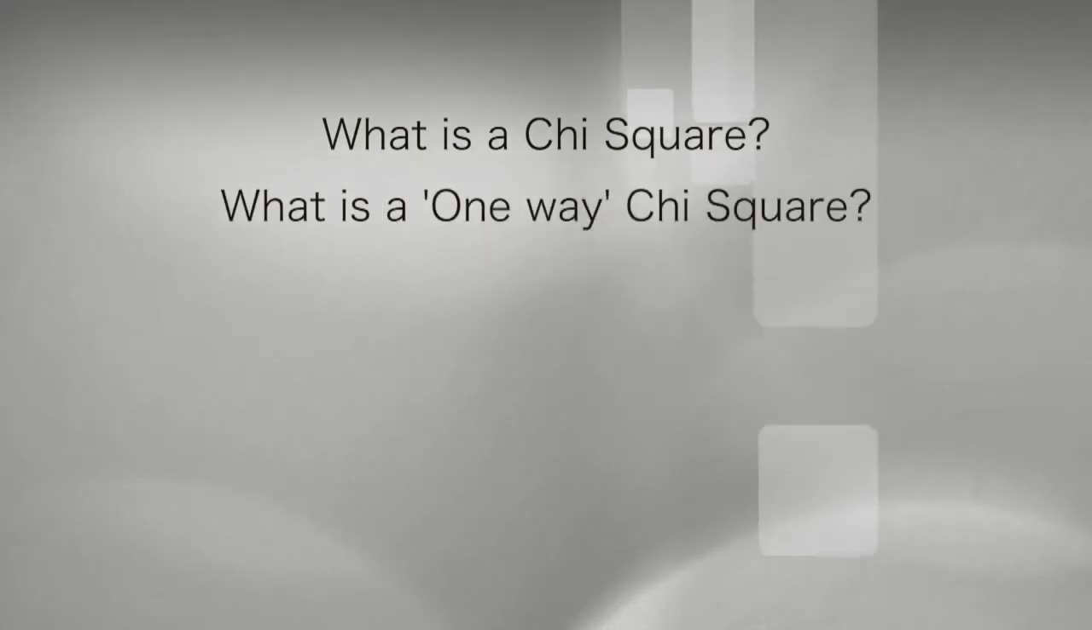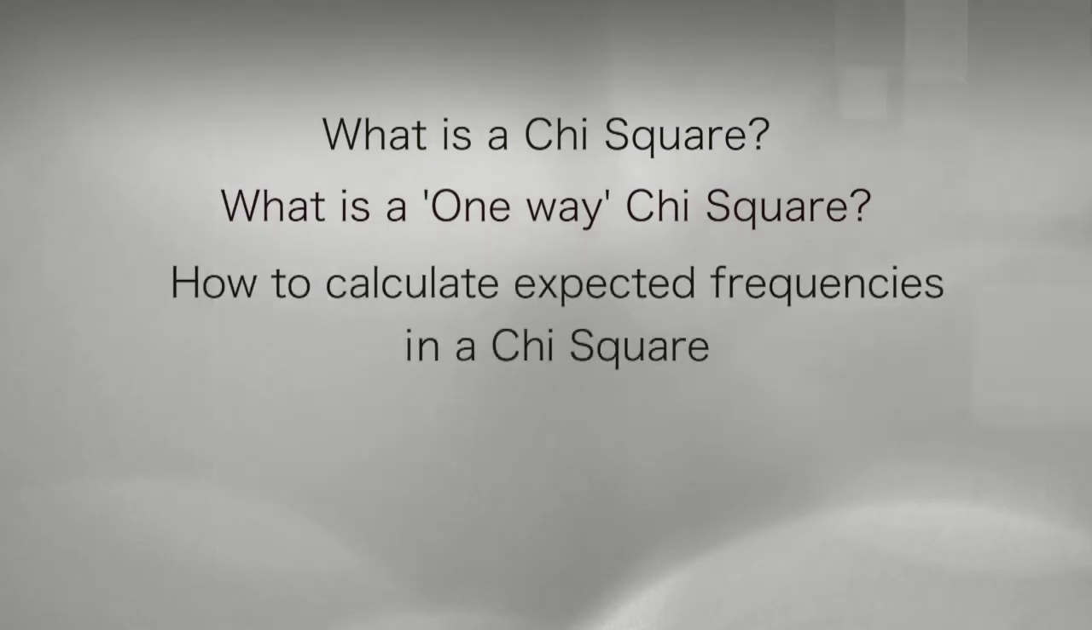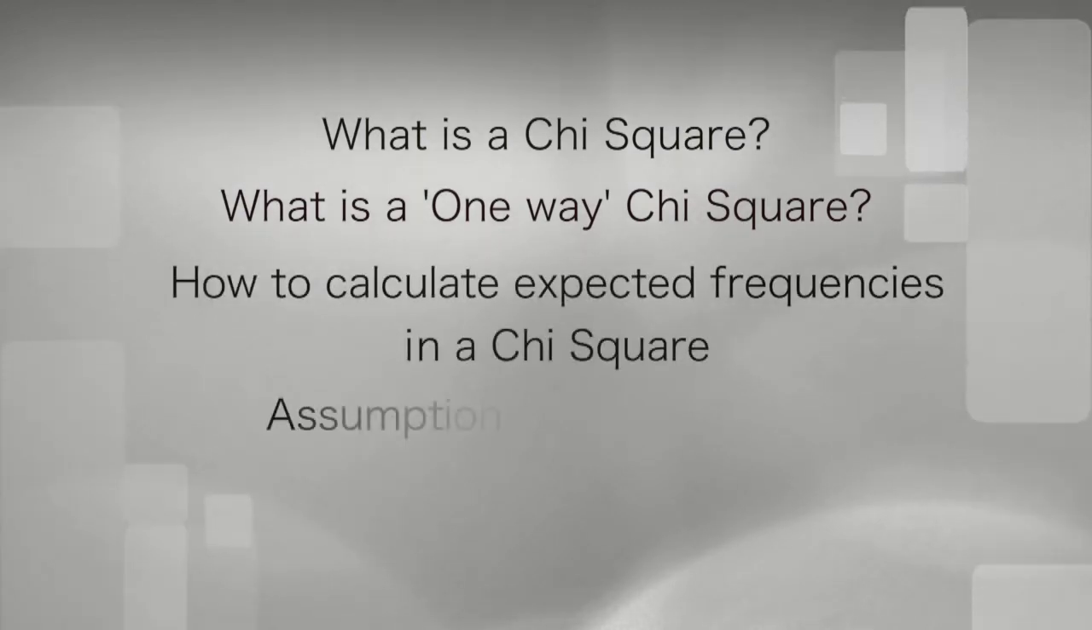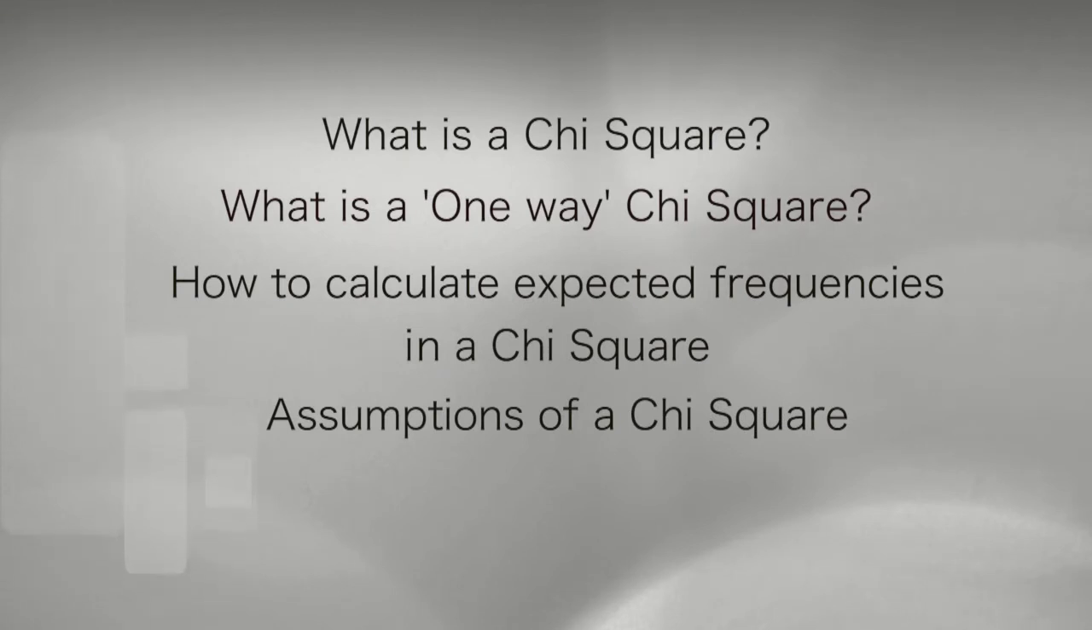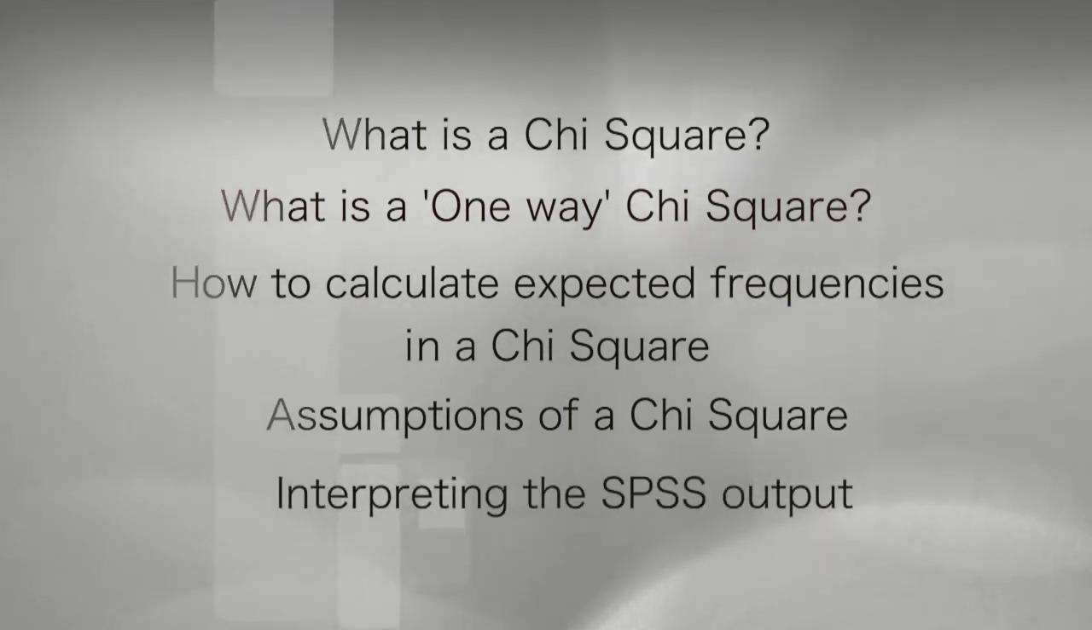What we're looking at today is what is a chi-squared, or in more particularity, what is a one-way chi-squared. We're looking at how to calculate the expected frequencies in a chi-squared. I'll look at some of the assumptions of a chi-squared, and also interpreting the SPSS output.